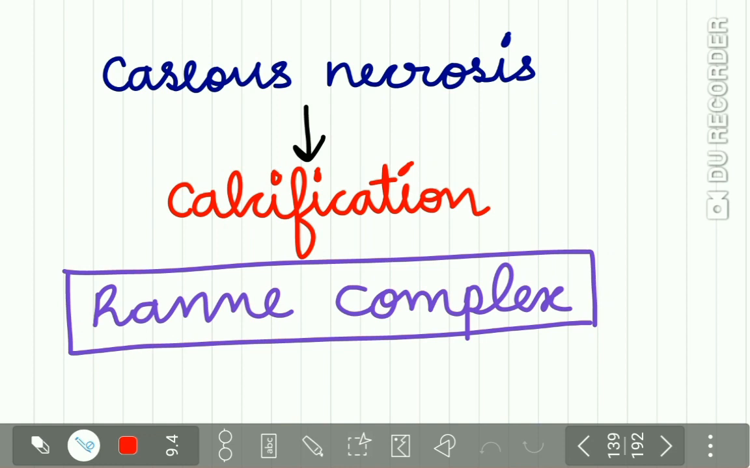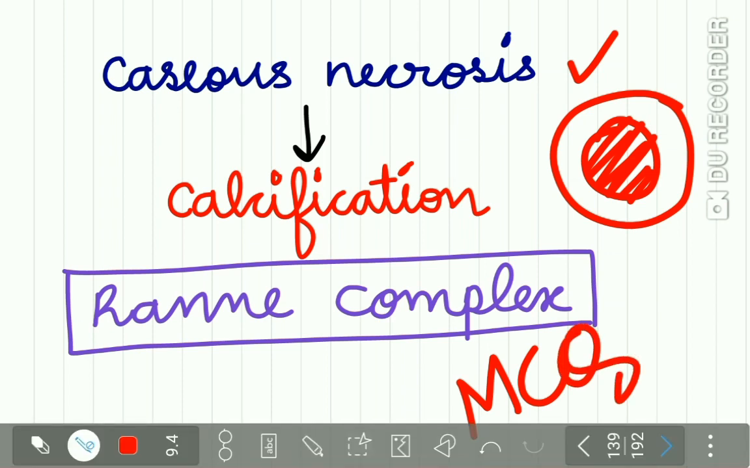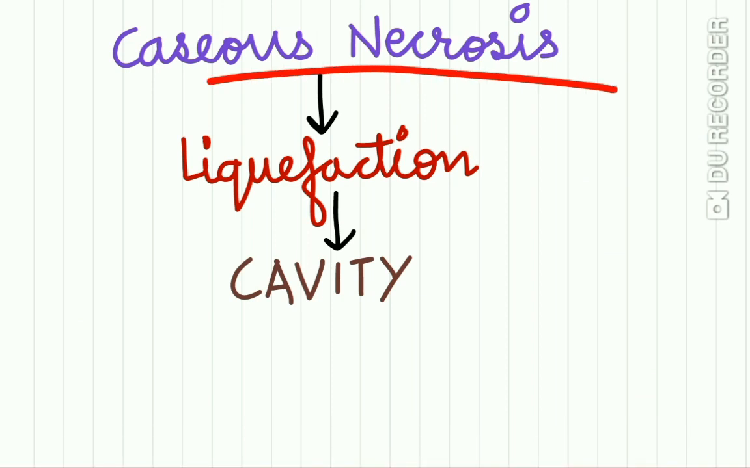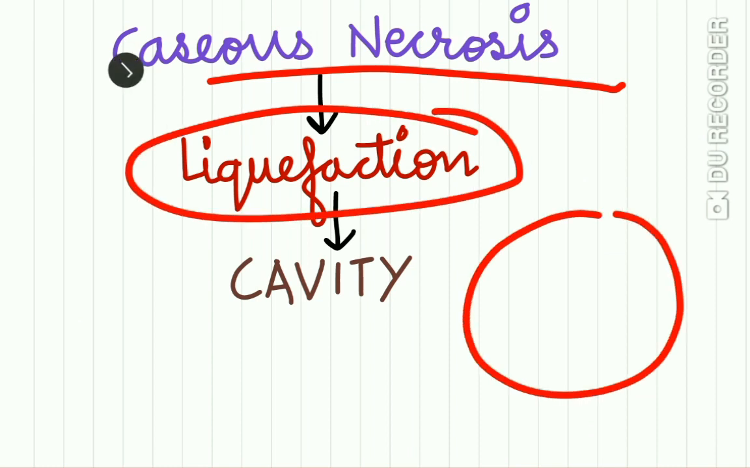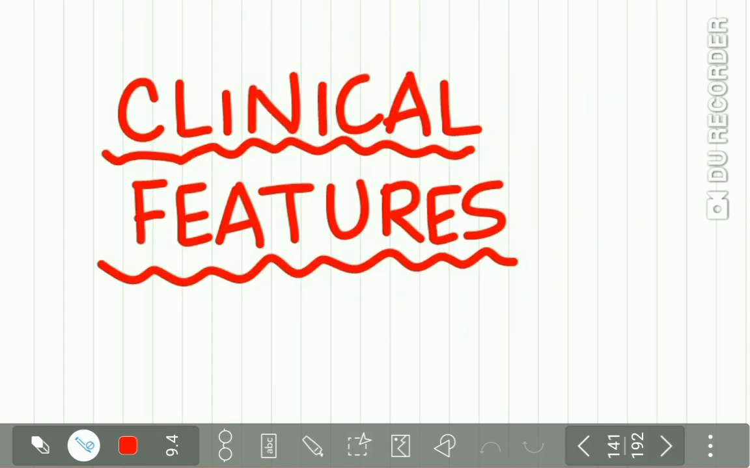Now, sometimes this caseous necrosis in the center of the lesion may undergo calcification and this lesion is called the Ranke complex. So, another important MCQ question: what is the Ranke complex? Now, the caseous necrosis in the tubercle may undergo liquefaction resulting in the formation of an empty cavity, or tubercular cavity, which is seen mostly in the lungs or in the PA view of the lungs.